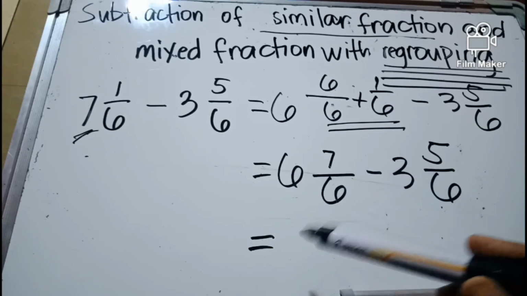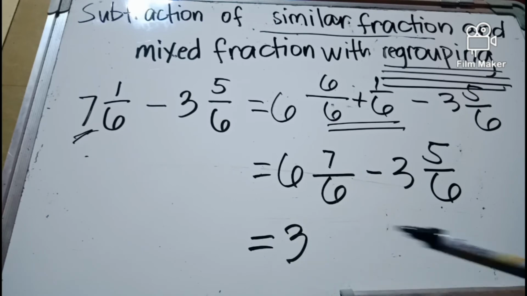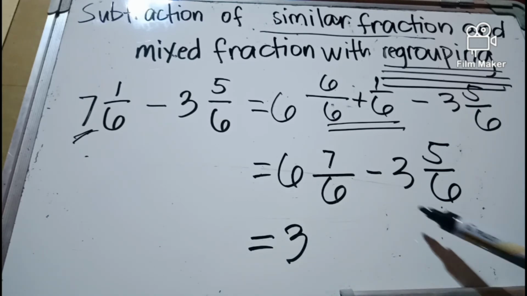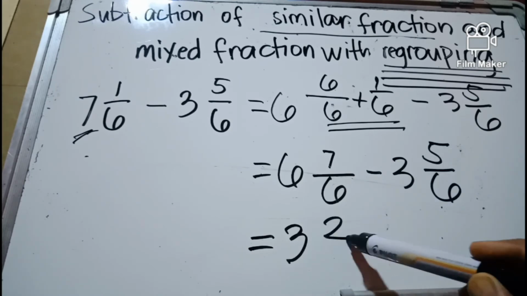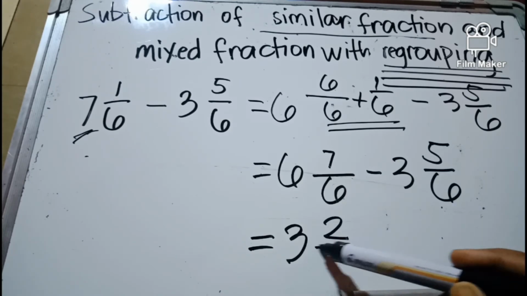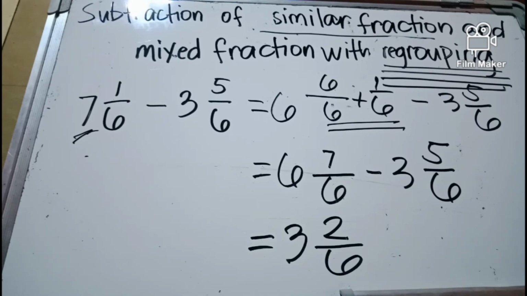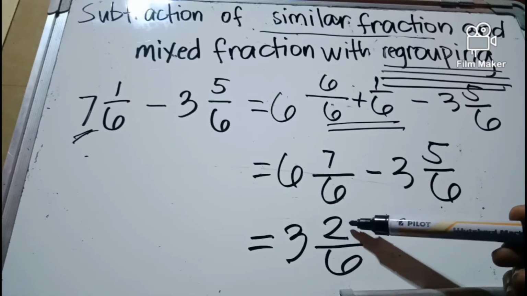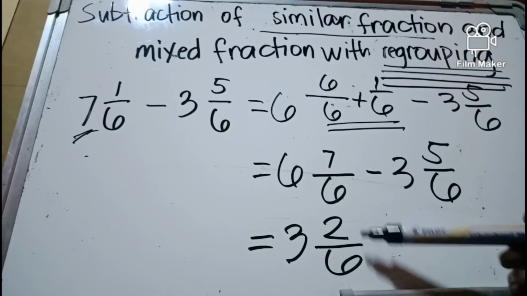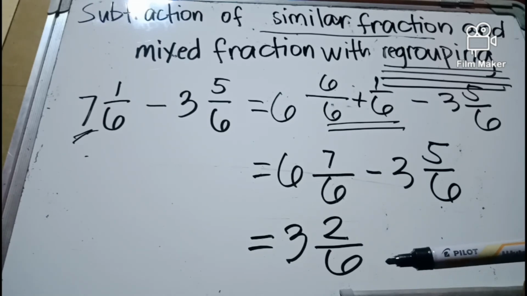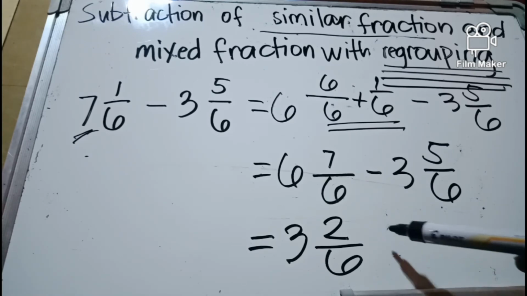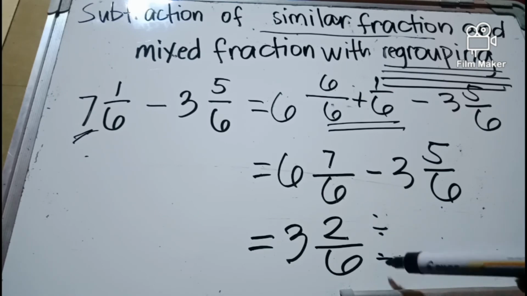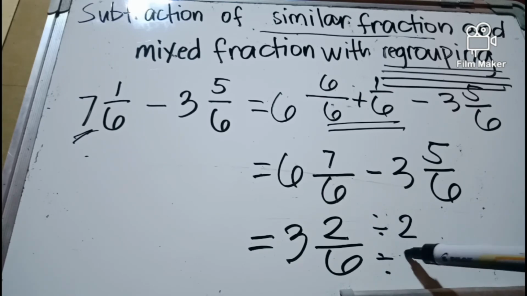6 minus 3 is equals to 3. Then, subtract the numerator. 7 minus 5 is equals to 2. Copy the denominator 6. So we now have 3 and 2/6. Since 2/6 is not in lowest terms, kailangan nating i-divide ito by its GCF. Since ang GCF ng 2 at 6 ay 2.